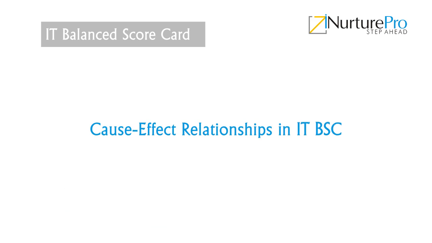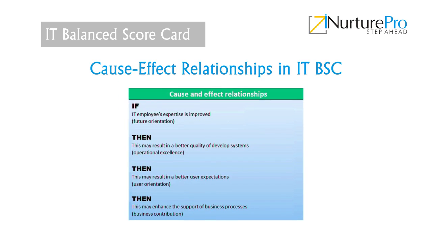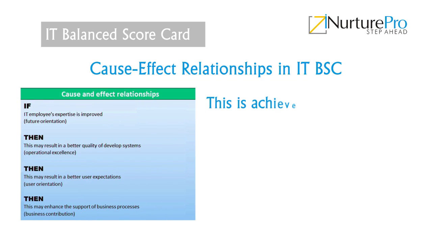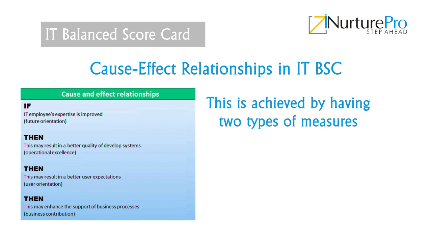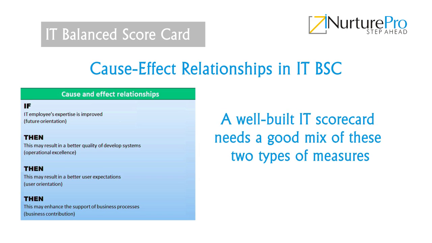Cause-effect relationship in IT BSC. It is very important to establish the cause and effect relationship in an IT BSC. This is achieved by having two types of measures: outcome measures and performance drivers. A well-built IT scorecard needs a good mix of these two types of measures.